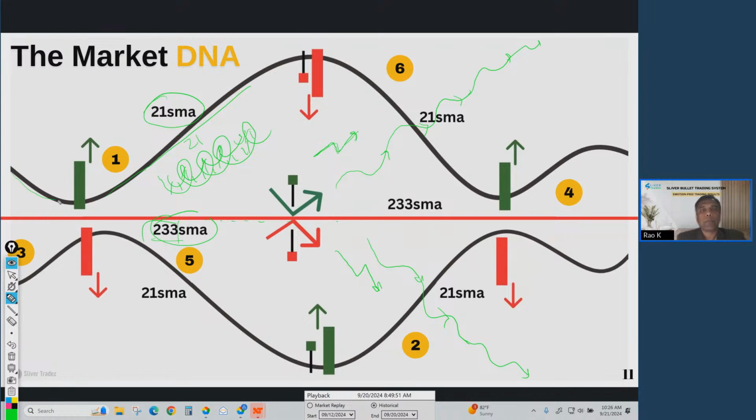Price, or the moving average, moves away. The 21 moving average moves away from the 233 moving average and comes back to the 233 moving average. Price moves away from the 21 SMA and then comes back to the 21 SMA. Like this, so this movement happens again and again. Why do we call this 233 SMA a river? We call it the river.